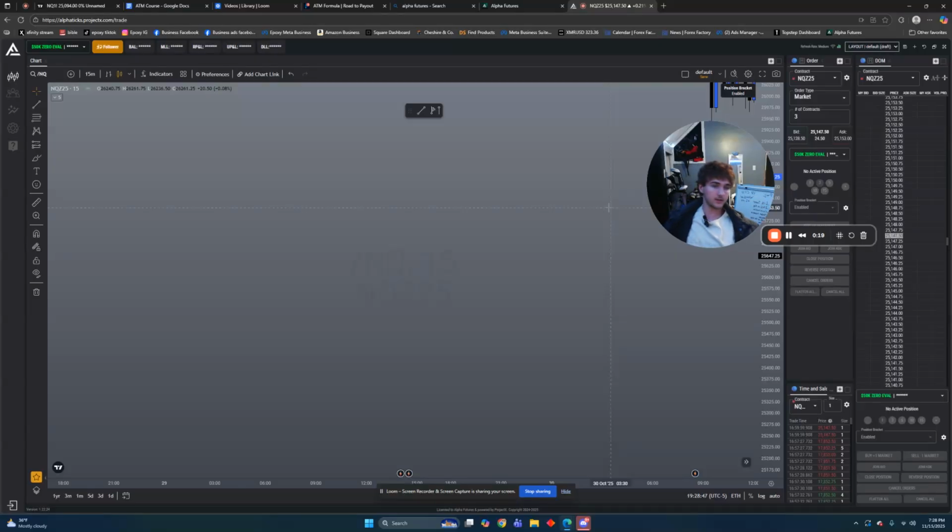So order blocks are a confluence that can go with liquidity sweeps and a break of structure and equilibrium like we've been talking about. So today I'm going to show you the basics of an order block. So what is an order block? Let me draw this out.